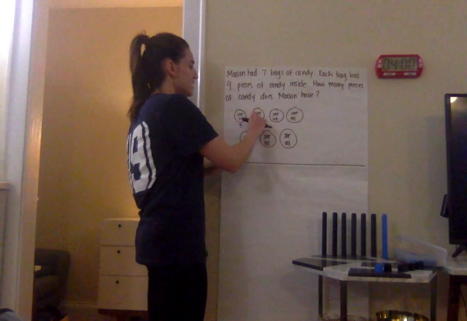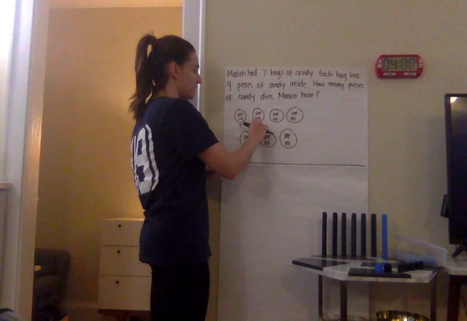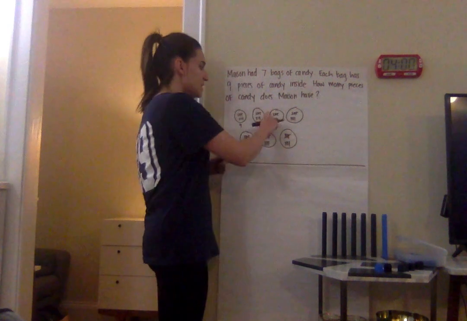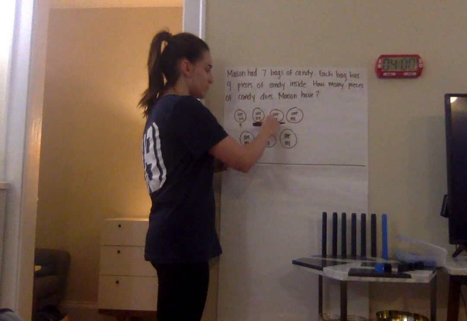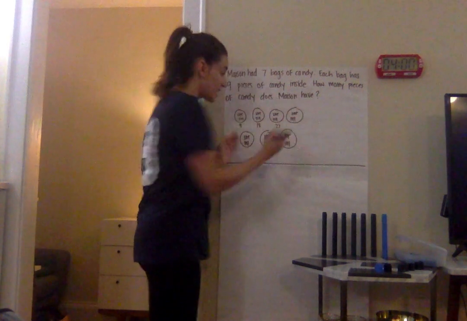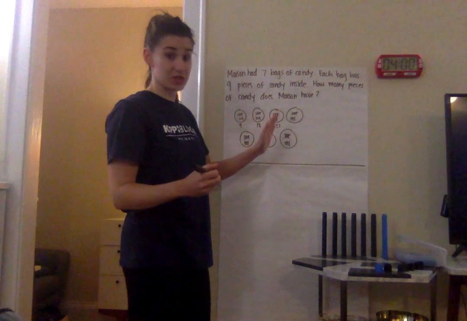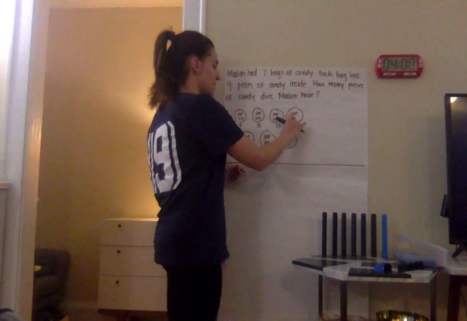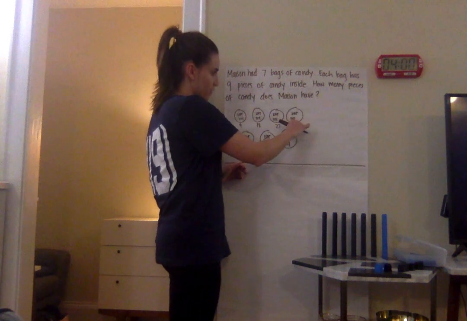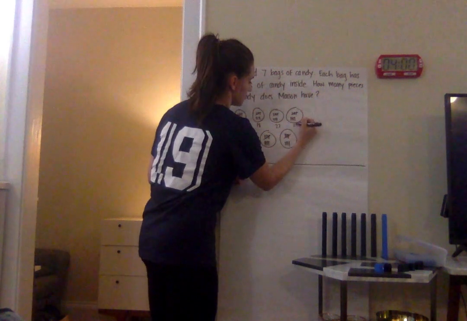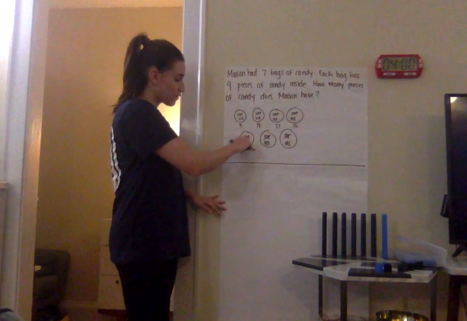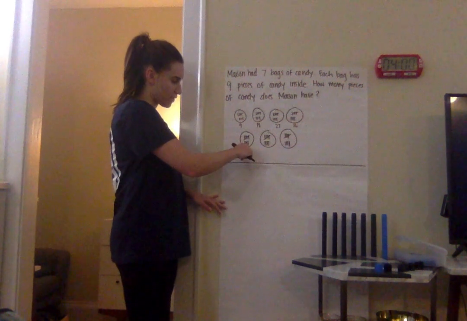So I have 9, 10, 11, 12, 13, 14, 15, 16, 17, 18. Good. 19, 20, 21, 22, 23, 24, 25, 26, 27. So I'm counting up my groups of 9 each time. Let's keep going. 28, 29, 30, 31, 32, 33, 34, 35, 36. 37, 38, 39, 40, 41, 42, 43, 44, 45.